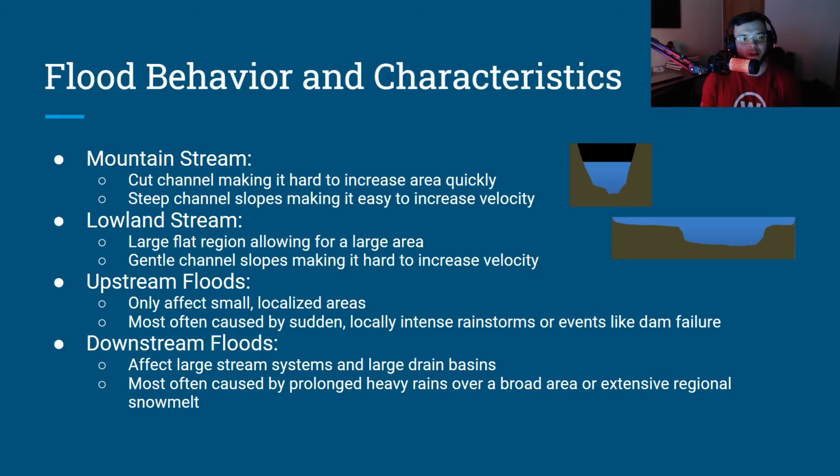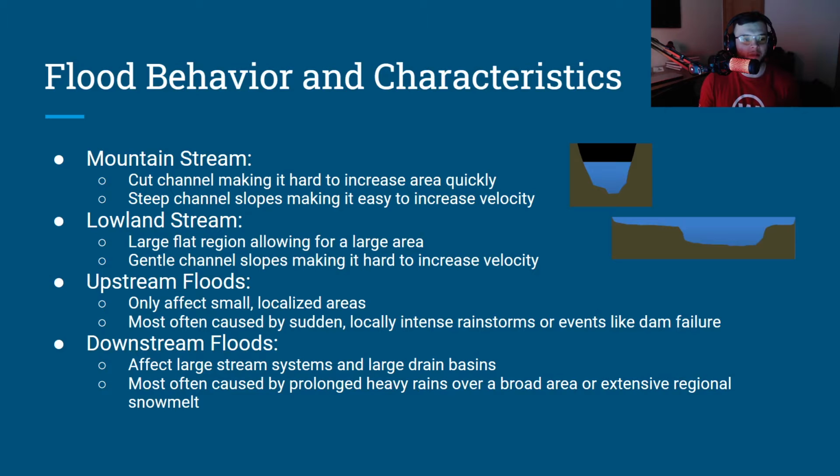So, flood behavior and characteristics. We have mountain streams and lowland streams. Mountain streams are cut channels that make it hard to increase the area, and they have steep slopes which allow for high velocities. Lowland streams are the opposite because they are larger, flat regions with large area, and they have gentle slopes that make it hard to increase the velocity.